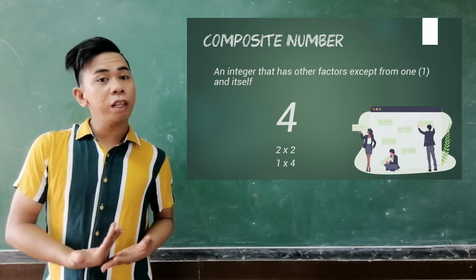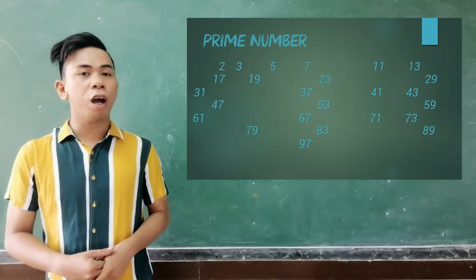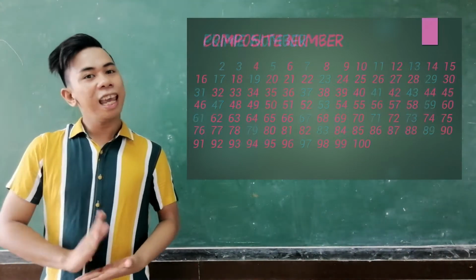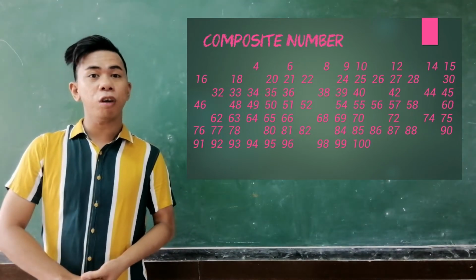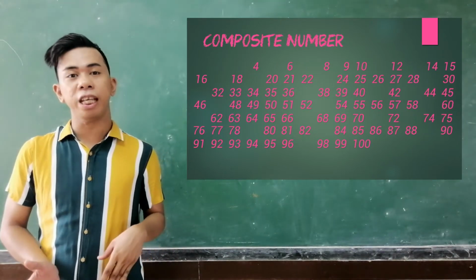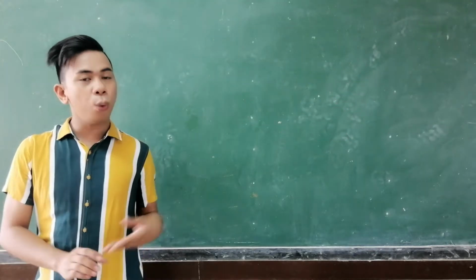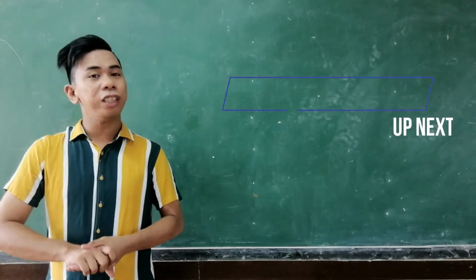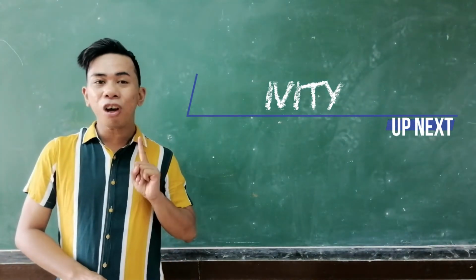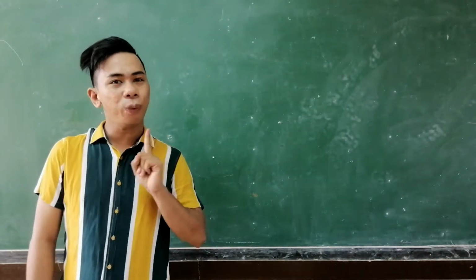So we have 25 prime numbers from 1 to 100, and we have 75 numbers from 1 to 100 which are composite. And I think that those numbers would be useful for today's activity. So let me remind you of the prime and composite numbers from 1 to 100.